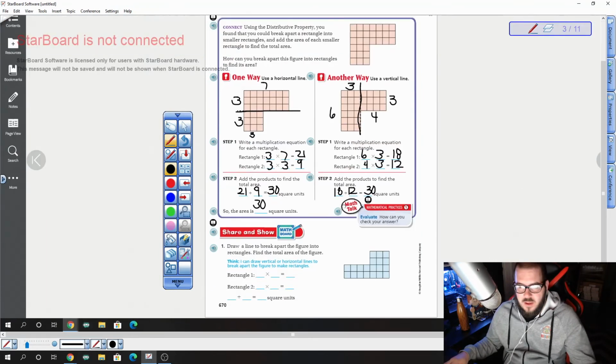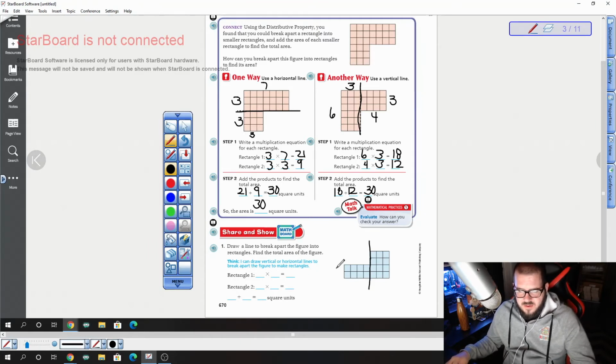Go down to the bottom of the page here. Let's do number 1. Draw a line to break apart the figure into rectangles. Find the total area of the figure. So again, you can draw a vertical line. You can draw a horizontal line. I'm going to go ahead and draw a vertical one for this problem.